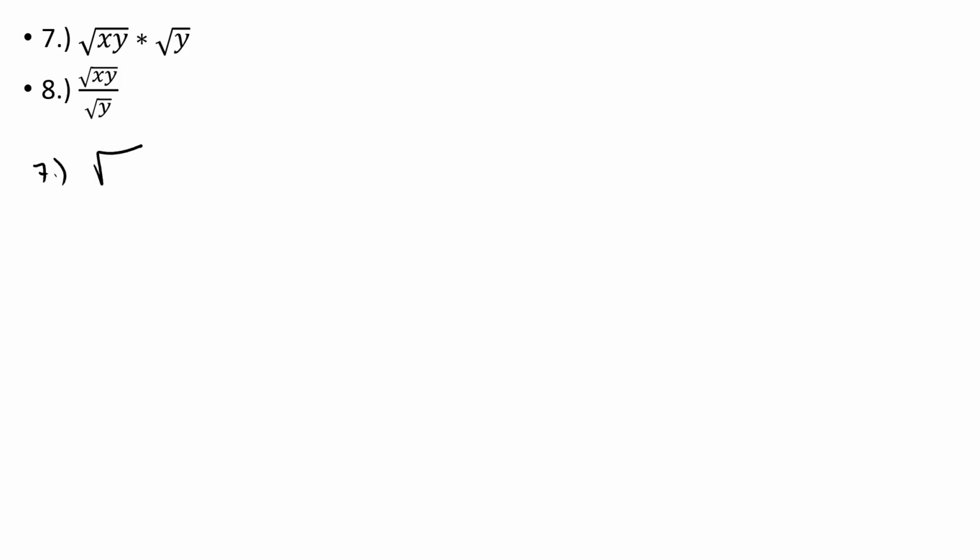So here we have the square root of xy times the square root of y. Well, when I multiply that, that's the square root of xy times y. And without multiplying it together, we know that's a square root. So we're looking for that pair. The square root of y squared is just y. So that would be y root x.